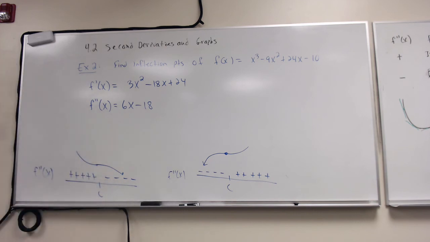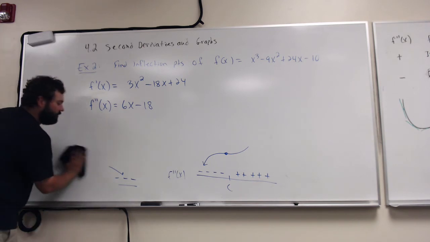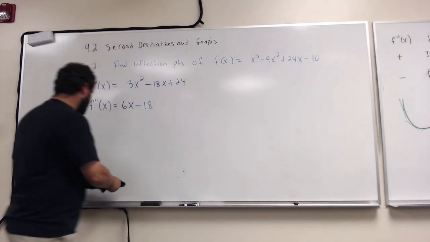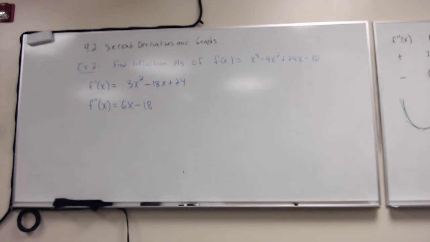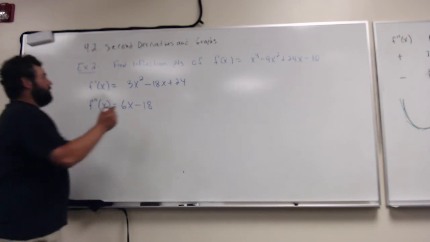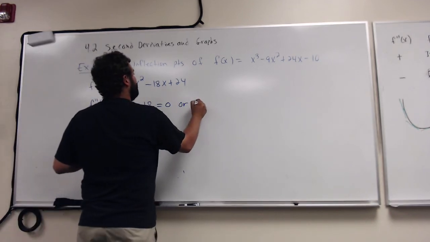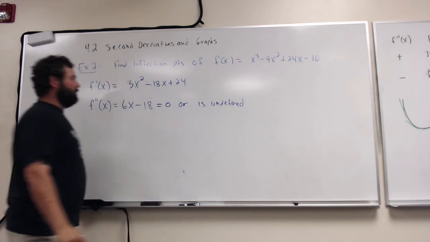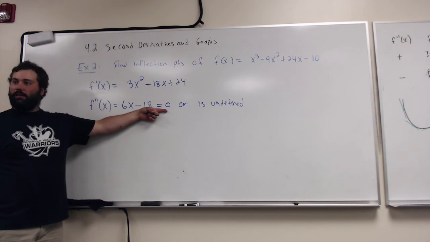And we could do the whole analysis, right? I could use that first derivative to find local max and mins and intervals of increase and decrease. And the second derivative, I can use that to figure out what the concavity is, and then also where the inflection points are. So the second derivative equals 0 or is undefined. Well, it's never undefined, so we only care about where it's equal to 0.